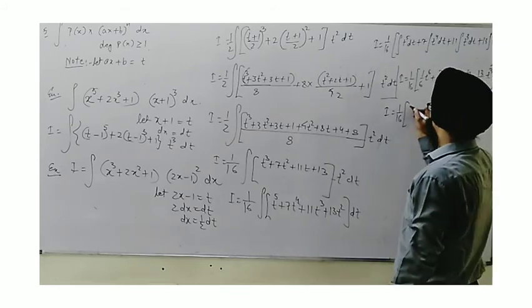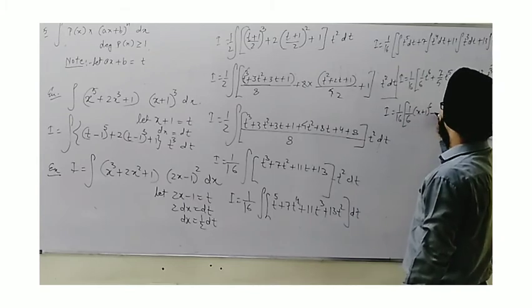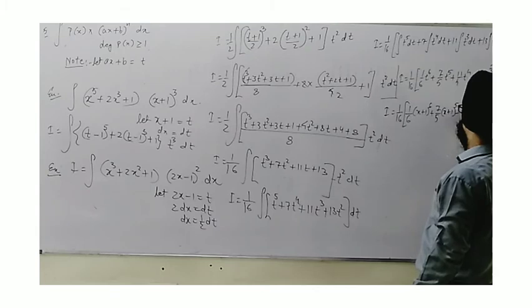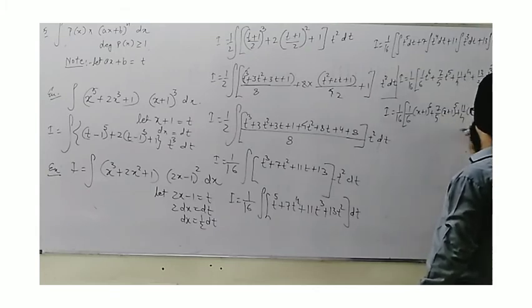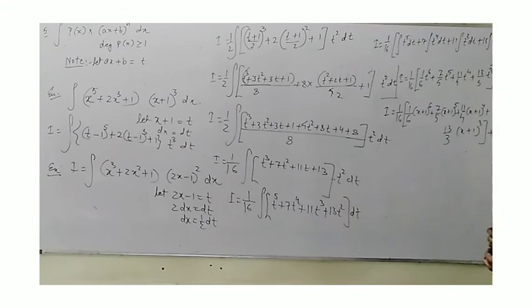You will get 1 by 6, it becomes (x plus 1) raised to the power 6, plus 7 upon 5 (x plus 1) raised to the power 5, plus 11 upon 4 (x plus 1) raised to the power 4, plus 13 upon 3 (x plus 1) raised to the power 3, and we can wind up by writing the constant. So this much will be the answer.